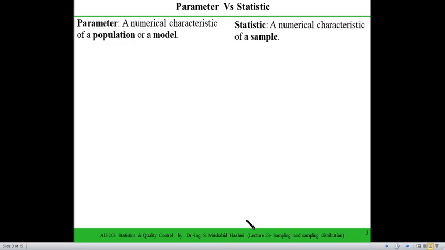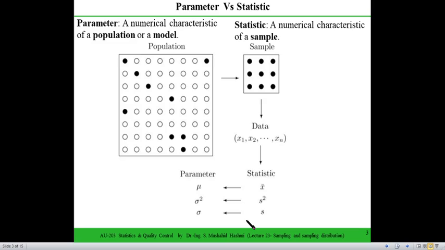And statistics is the numerical characteristic of a sample, and a sample is taken from a population. So a sample is always a subset of a population. So let's say we have some population represented by circles, and let's say some of those elements of that population have been picked and made into a sample. So all these black spots are taken as a sample. So we need to predict the population using that sample.